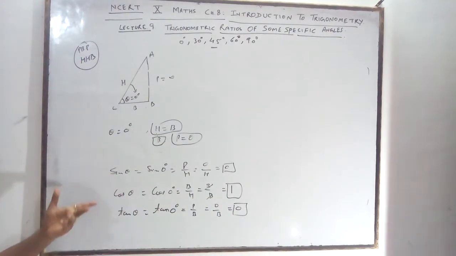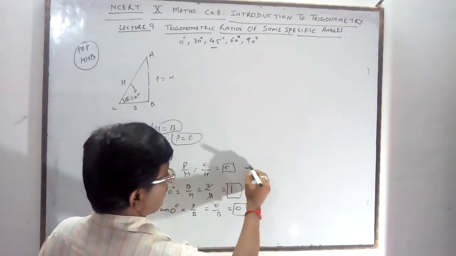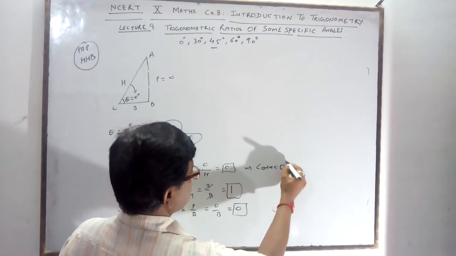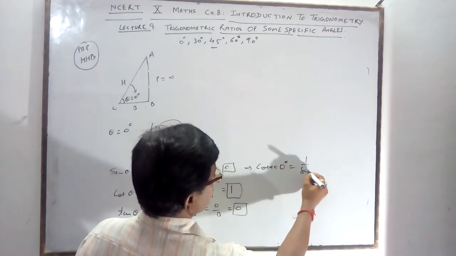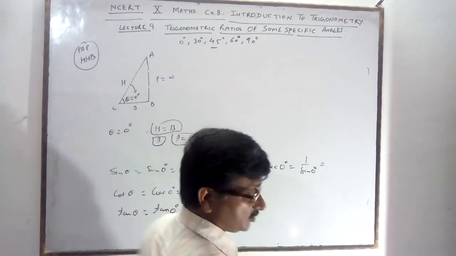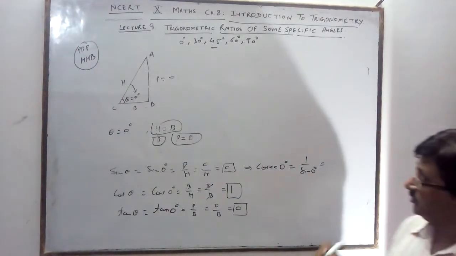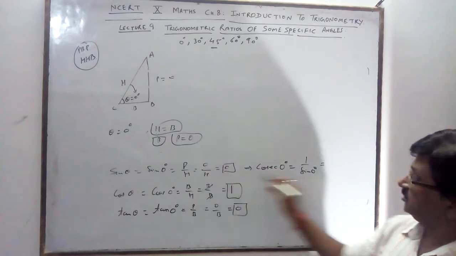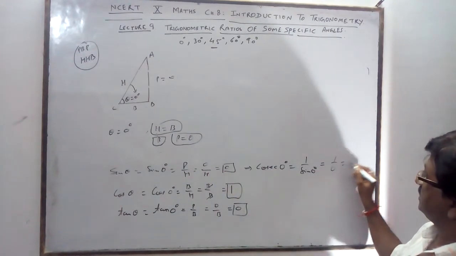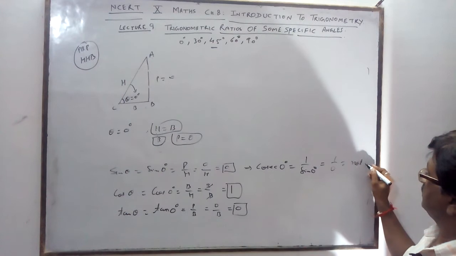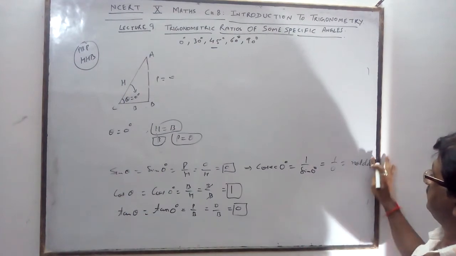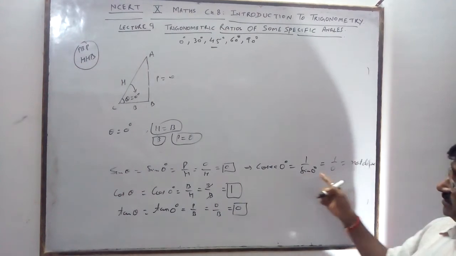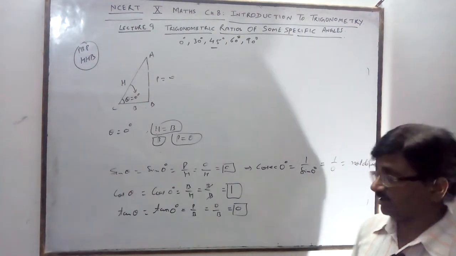After this, you get the reciprocals. How will you get cosec? Cosec 0 degree is 1 upon sin 0 degree. Sin 0 degree is 0, so 1 upon 0 is not defined. Any number divided by 0 is not defined.